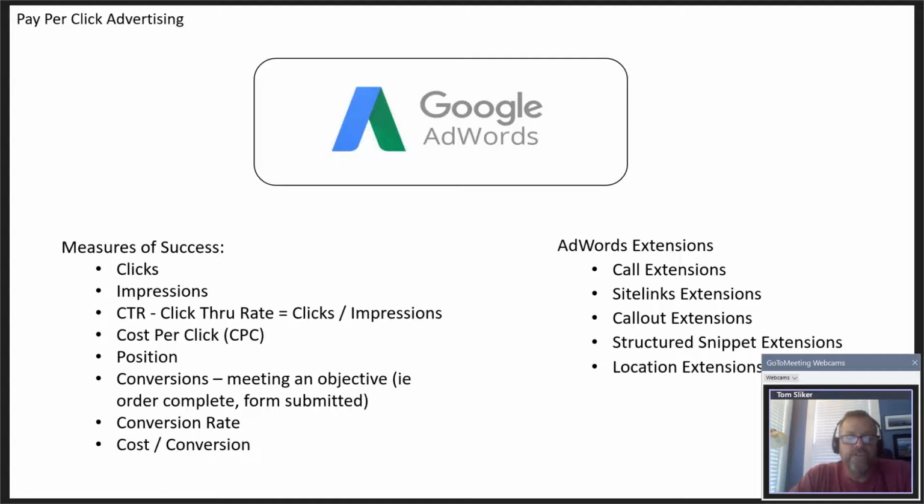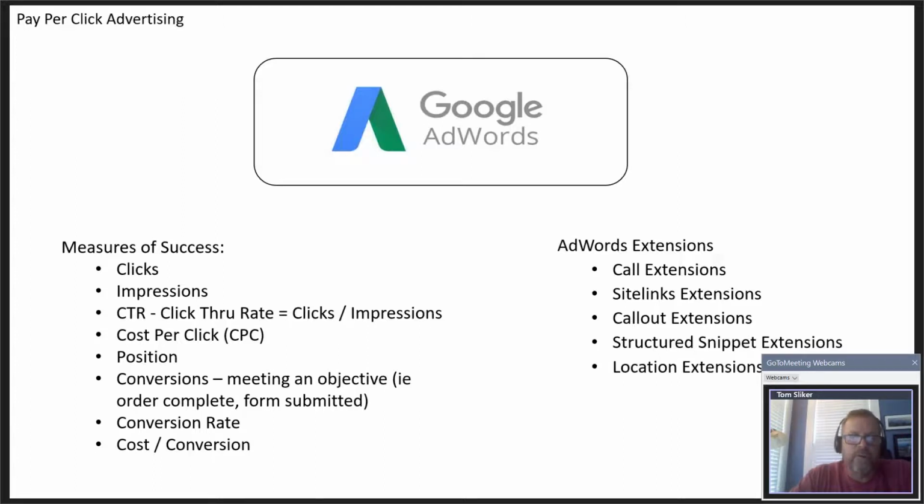So measures of success: clicks, impressions, right? How many times has your ad appeared? That's impressions. How many times have people clicked on it? That's clicks. And then we have a click-through rate, which is, out of 100 times that your ad is displayed, 100 impressions, what percentage of that time would people click on it? And so you'll see that that's a really critical data element.